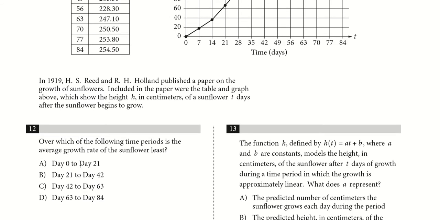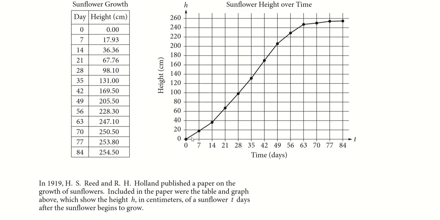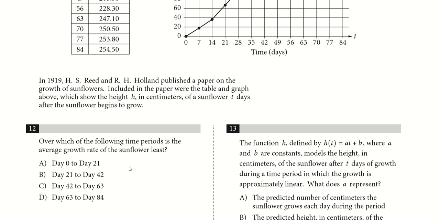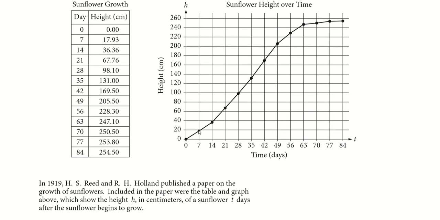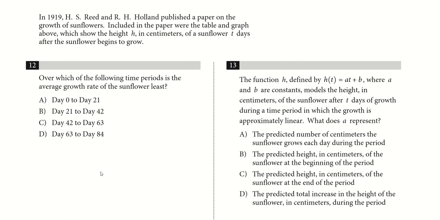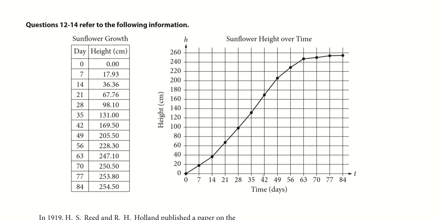So which of these sections have the lowest, yes, the least average growth rate. So 0 to 21, that's our first option. 0 to 21, probably not. I mean, it's a pretty steep slope. Let's see what else we're given. 21 to 42, 21 to day 42, again, still pretty steep. 42 to 63. So here it begins to slow down, but still pretty strongly upward.